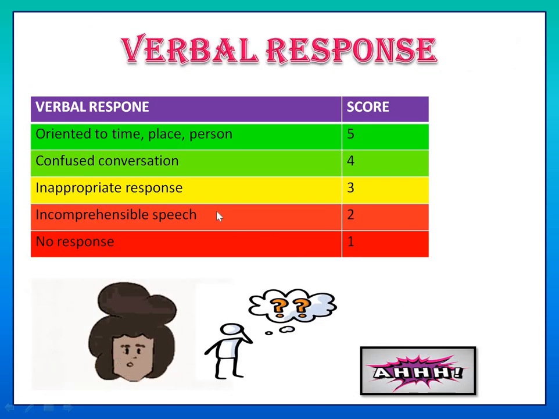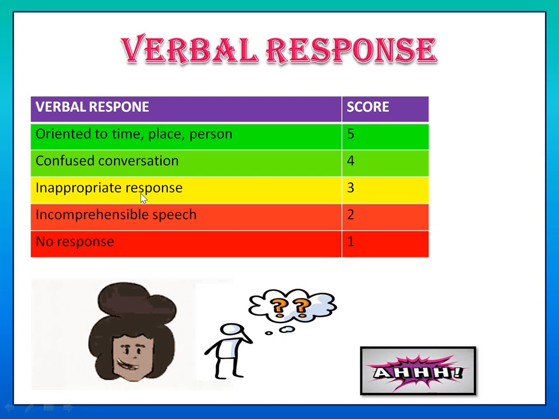Next, verbal response. If you ask the patient, who are you and where are you? If the patient responds with, I am Jack, now I am in hospital. So, he is oriented to time, place and person, right? Then the score is 5. If the patient replied with, I am Jack, I think I am in restaurant. So it is confused conversation. Then the score is 4.